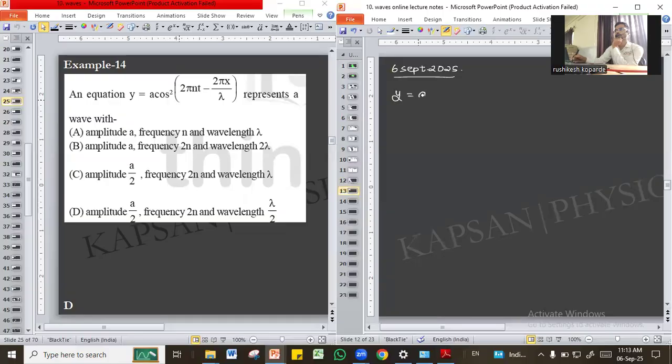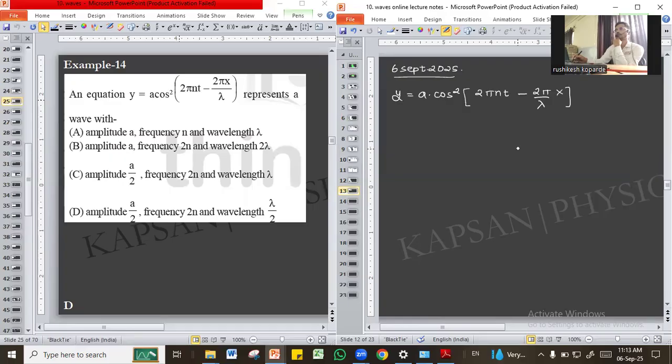An equation y is equal to a cos square 2 pi nt, minus 2 pi by lambda x. Omega is 2 pi f, here 2 pi n, where frequency is represented by the letter n. 2 pi by T is omega. 2 pi by lambda is k, the propagation constant or angular wave number. Omega is angular frequency, k is angular wave number.